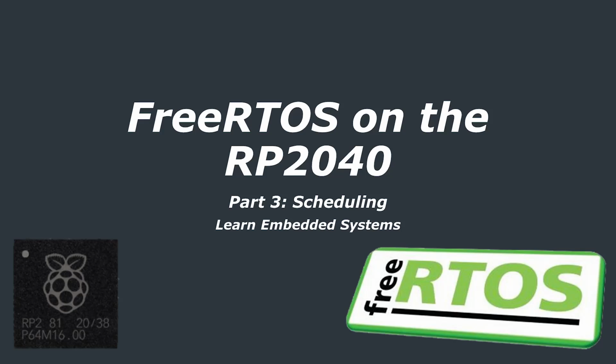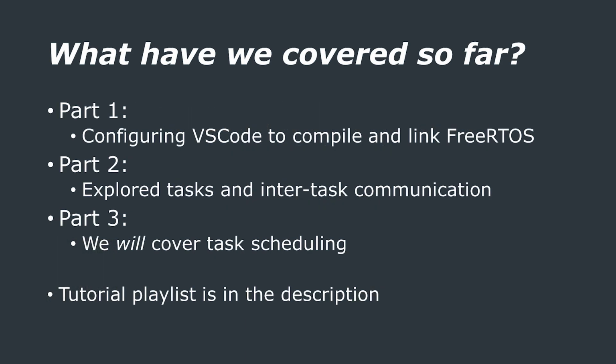Task scheduling is one of the most important concepts of a real-time operating system. The task scheduling algorithm of an RTOS determines which tasks to run and when, so proper configuration of the tasks in your programs is essential to ensure that they run correctly. Welcome to part 3 of our FreeRTOS on the Raspberry Pi RP2040 microcontroller series.